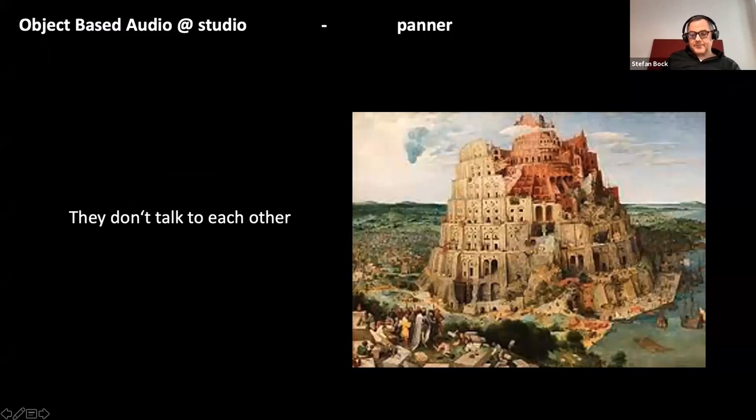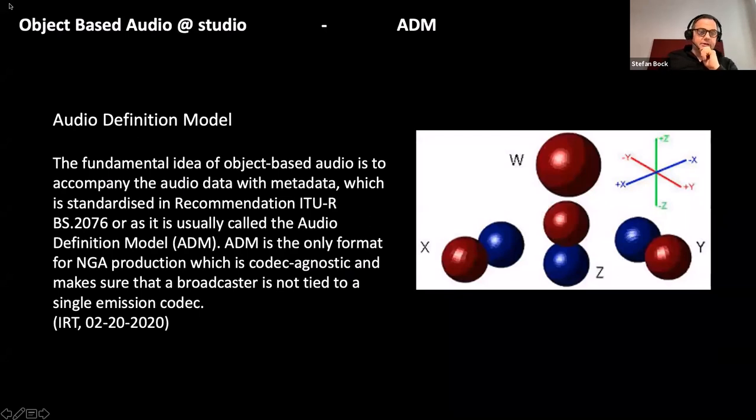these panels don't talk to each other. So if you start with one, you can't say, well, let's export this data and put it in the other one. So there is no common description of that, unless you go for a kind of a predefined format where this data is already built in some metadata, which is an industry standard called ADM. And I have on the next slide a little explanation from the IRT that is at least my source, dates back to 2020.